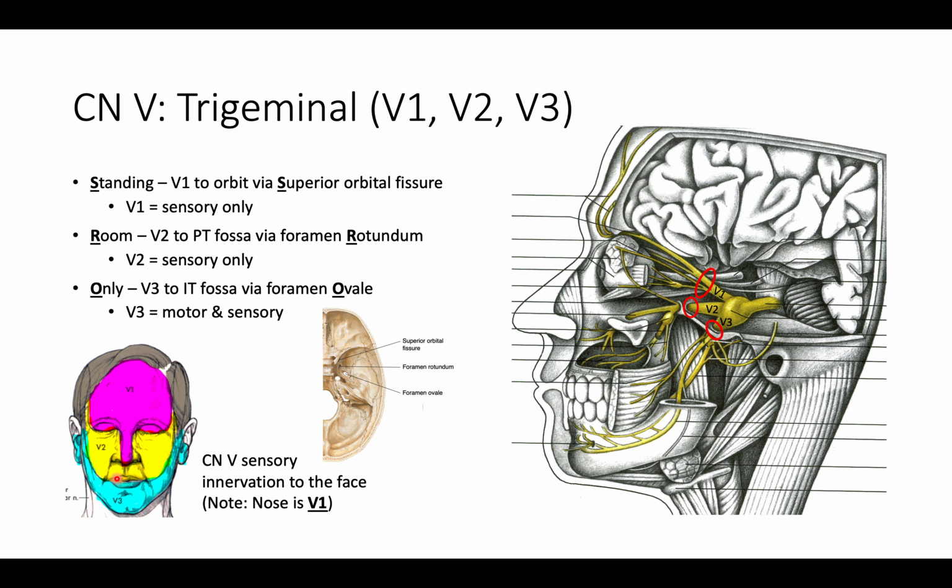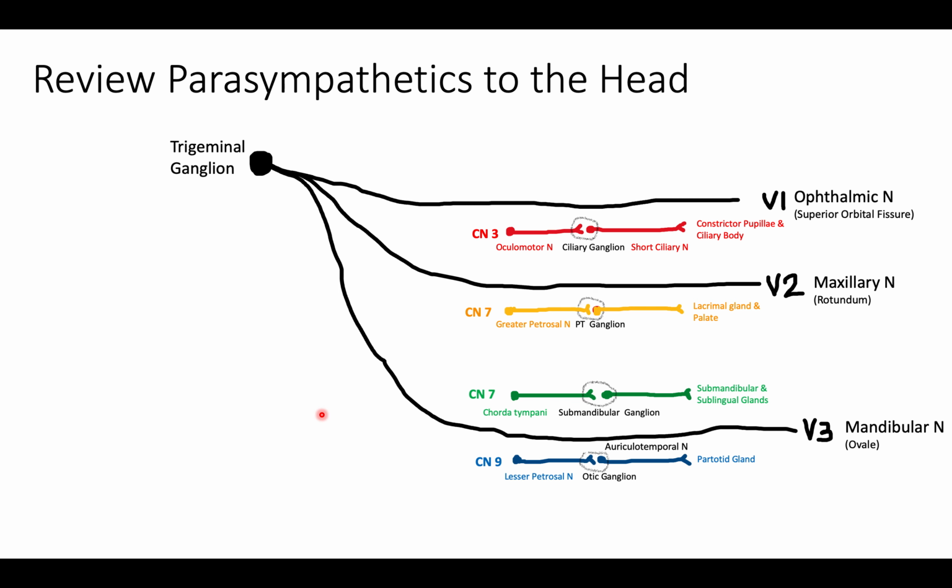V3 is going to be the mandible, and it goes all the way up to the ear. We're going to look later on at some parasympathetics to the head, but I just wanted you to be able to see V1, V2, V3, and the fact that some other cranial nerves are going to travel along with it. V1 is ophthalmic, going to our eyes. V2 is maxillary, going to our maxilla, and V3 is mandibular.